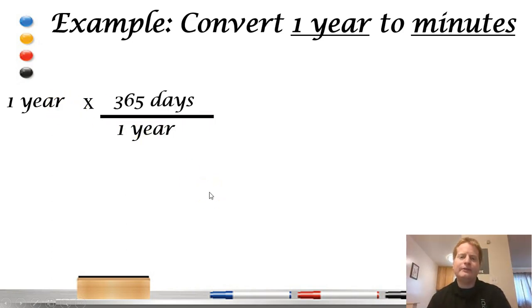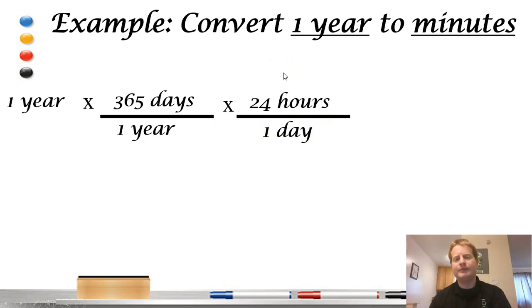I'm going to put my 365 days on top. Now, I don't know about you, but I don't know how days relate to minutes off the top of my head. But I do know about something a little bit smaller, say how many hours there are in a day. So I'm going to put my days on bottom because that needs to cancel, right? Whatever goes on top goes on bottom. And it has to be equal, so 1 day is equal to, on top, 24 hours.